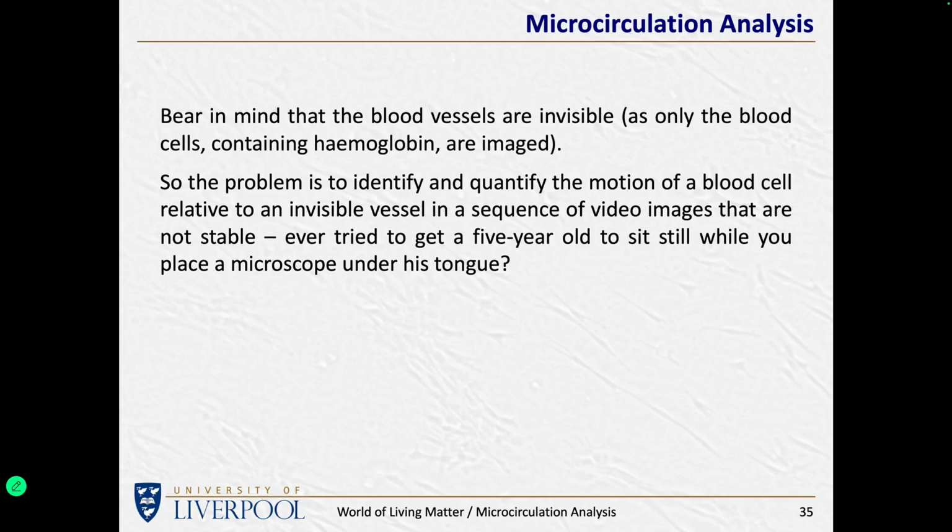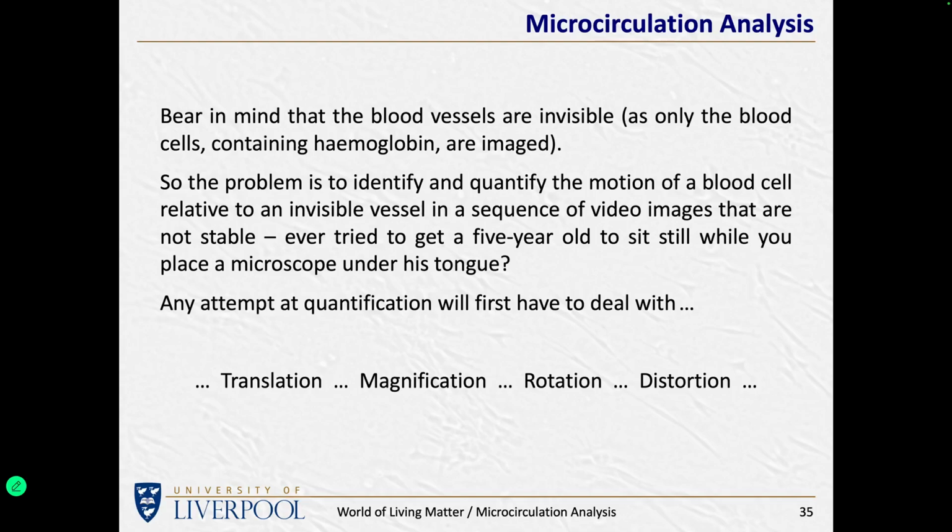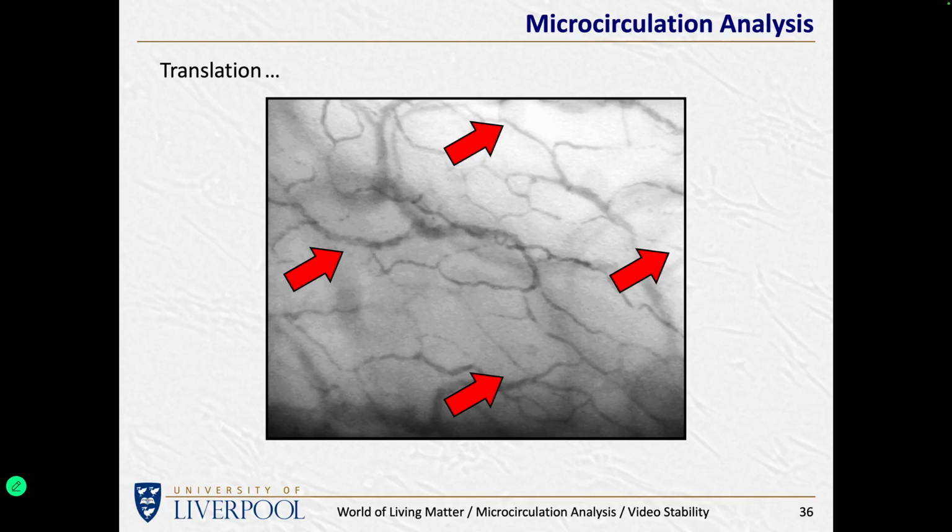Have you ever tried to get a young kid to sit still while you put a microscope under their tongue? No. Any attempt at quantification of the motion of cells would have to deal with the fact that the video is imperfect. There will be lots of reasons why the cells might appear to move. For instance, the entire view might translate because you can't fix the microscope to the bottom of the tongue. The tongue is a muscle, and you're placing the microscope under the tongue. So it might be that over the course of 10 or 20 seconds, the whole field of view moves.